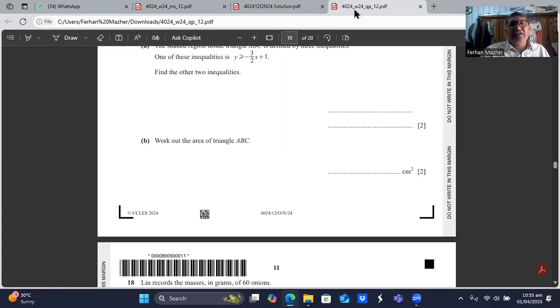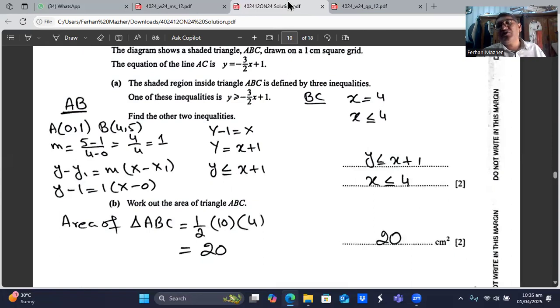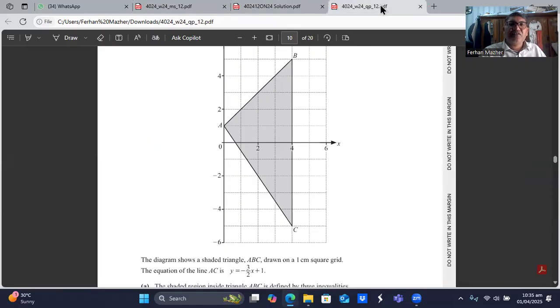Then their question is to work out the area of the triangle ABC. You see, the area of triangle ABC is very simple. I will take this vertical line as the base, and this will be the height. The base is 1, 2, 3, 4, 5, 6, 7, 8, 9, 10. The base is 10, and the height is 1, 2, 3, 4. The height is 4. The area of the triangle is 1 by 2 base into height. So 1 by 2 into 10 into 4, and that will be 20. So 20 is the area of that triangle. Very simple, straightforward, easy peasy question.